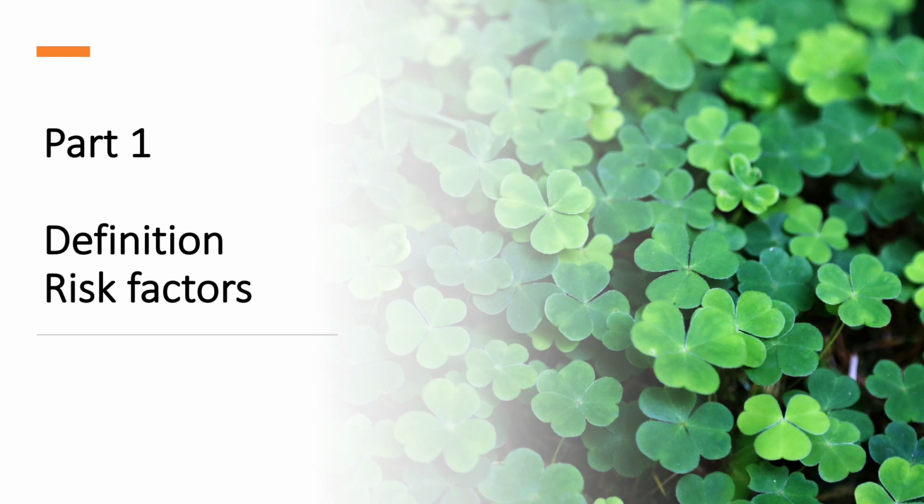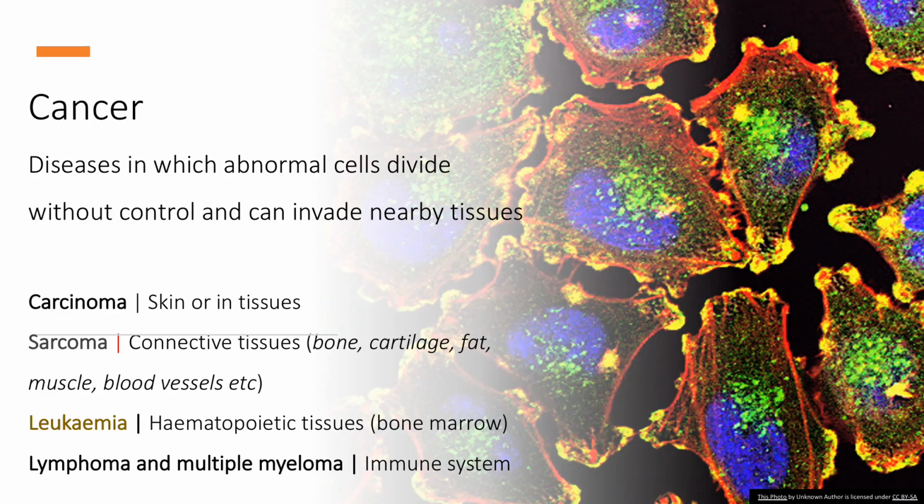So part one, just the definition and the risk factors. If I asked you what cancer is, I'm sure all of you will give me this standard reply, which is it's a state in which cells divide uncontrollably. One thing to remember is that cancer is a complex disease. It's not a single condition. It's a whole series of things which happen, which is primarily driven by these abnormal cells which divide uncontrollably. That's true. And they also invade nearby tissues.